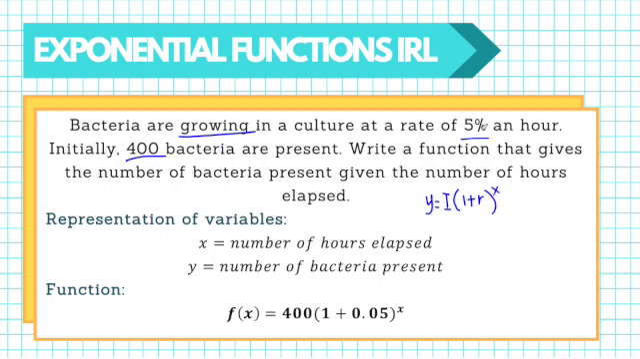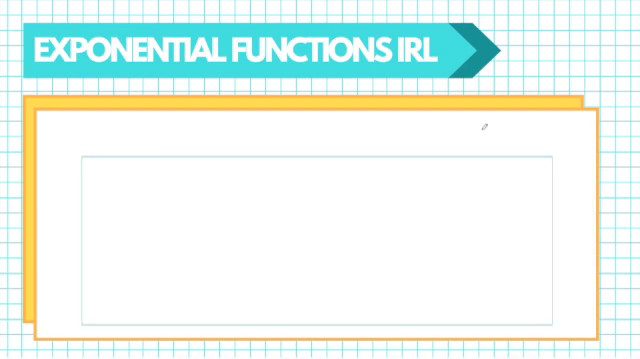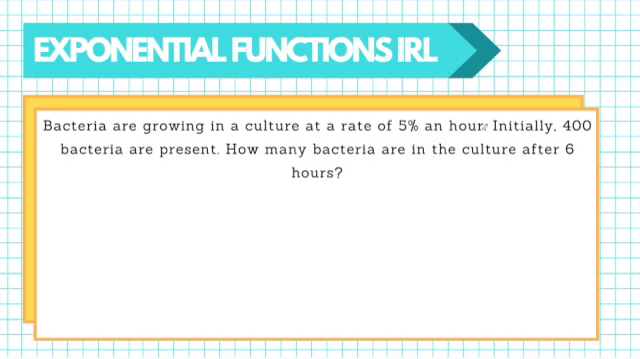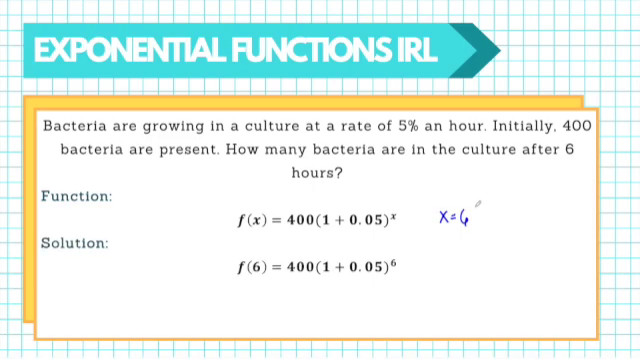So let's try to use this function to answer a problem that involves this situation. Given the same situation, how many bacteria are in the culture after 6 hours? We use the function f of x is equal to 400 times 1 plus 0.05 raised to x. We know the value of x is 6. Therefore, we simply substitute 6 into our function. So I have f of 6 is equal to 400 times 1 plus 0.05 raised to 6.